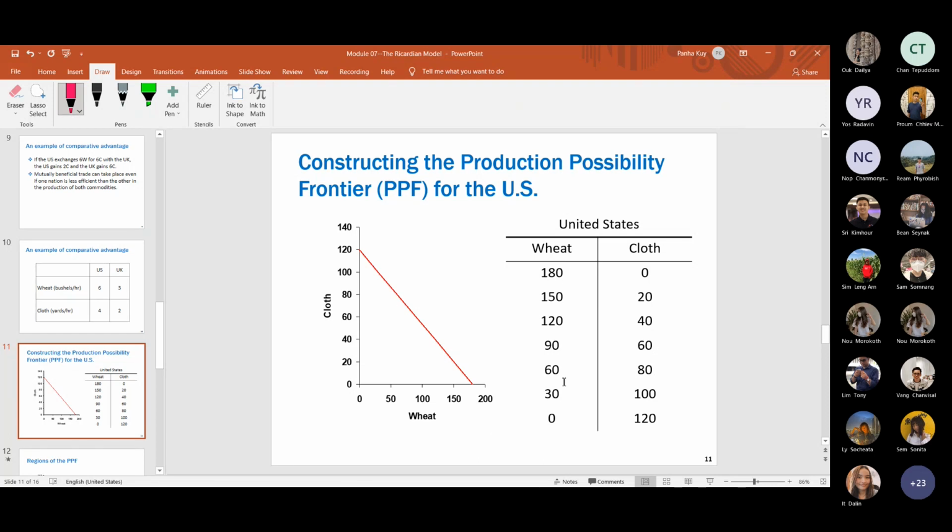You know the PPF, production possibility frontier, refers to the boundary of what could possibly be produced. Okay, and that's the linear relationship. If you spend all the resources on producing cloth, you can produce 120. And if you use all your resources on producing wheat, you can produce 200. That is in the US.